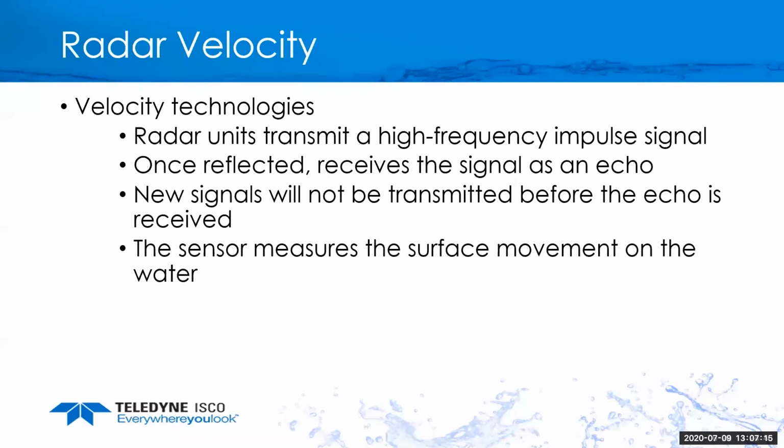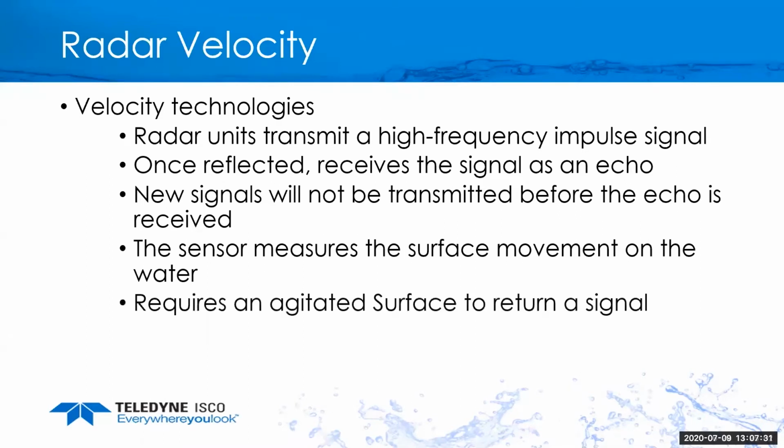And the sensors measure the surface movement of the water. So what that means is that we need some anomalies or ripples or something on the surface of the water so that it can get a reflection back into the sensor, and then it's going to read that as the Doppler shift. And so it does require that it has an agitated surface so that we can get a return signal.